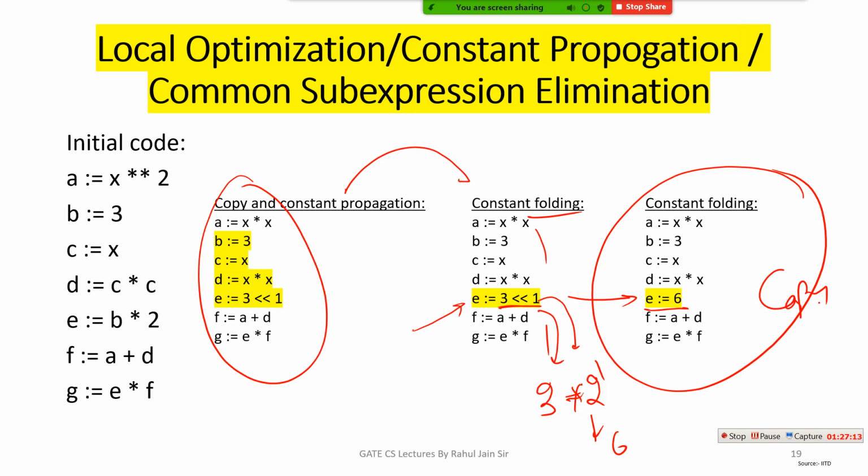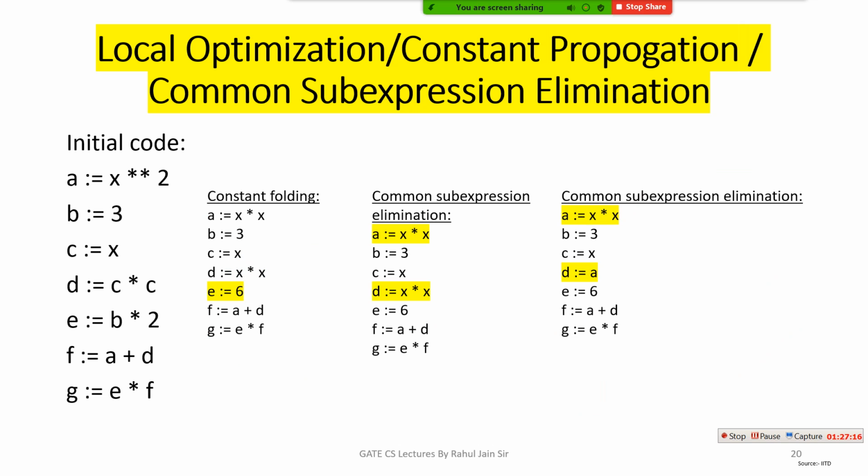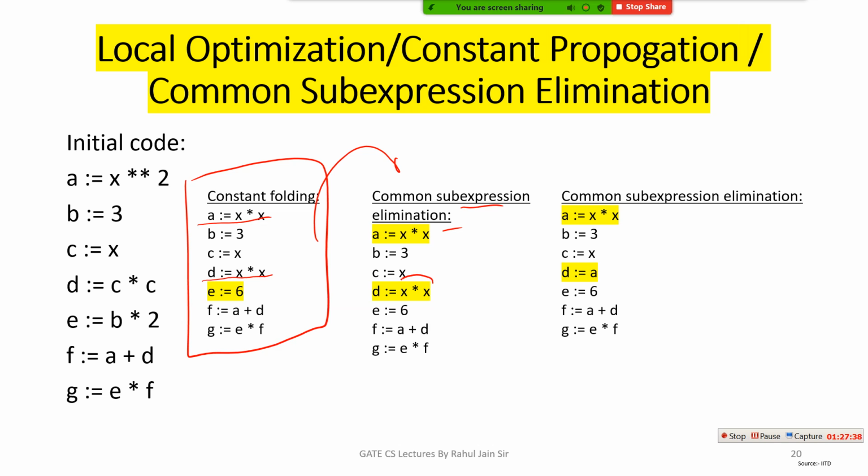Now I will copy the same code here. Now I am doing common subexpression elimination. Here I find that I have d equals x into x and a equals x into x. These are my common subexpressions, so I can replace this x into x with a. So I replaced d equals x into x with d equals a, because a equals x into x.